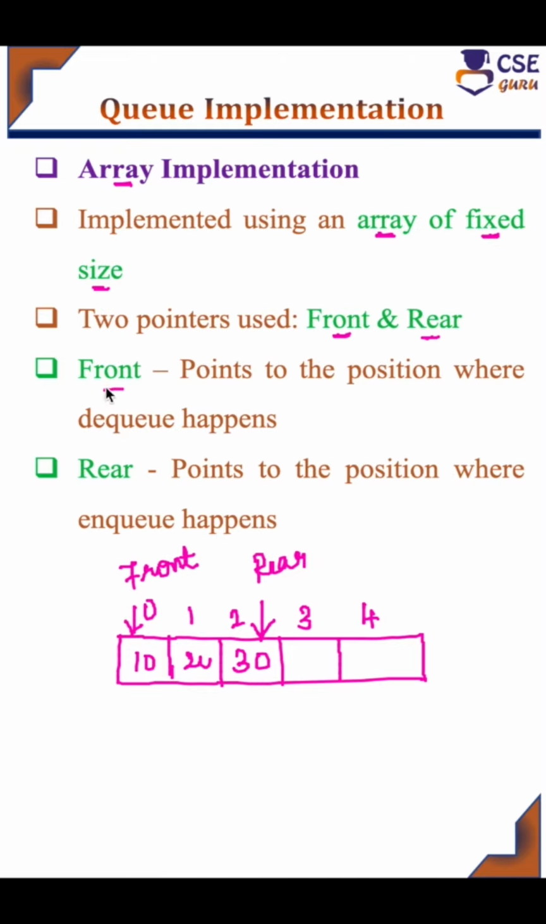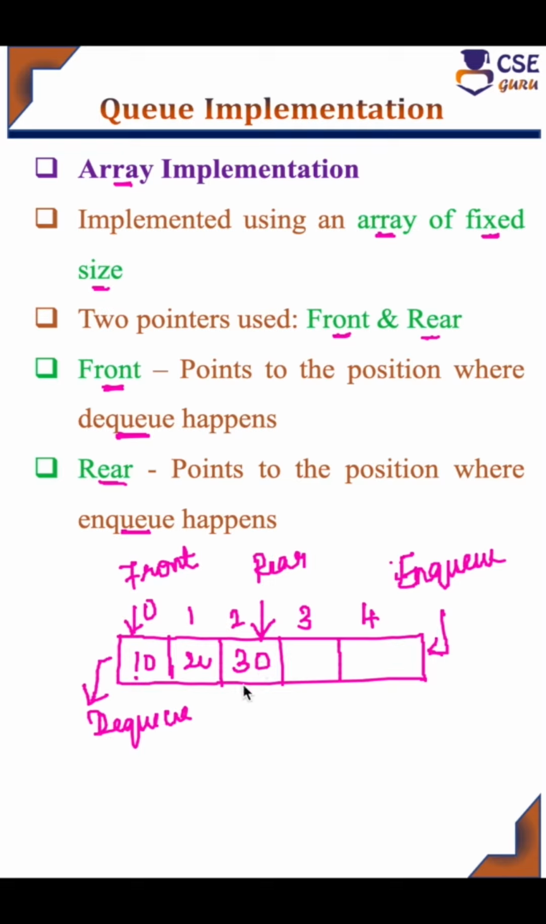The front pointer is nothing but the position where the dequeue or deletion operation happens. At the front pointer only can you implement the deletion or dequeue operation. Similarly, the rear pointer is the position where the enqueue or insertion operation happens. Enqueue or insertion happens at the rear pointer and dequeue or deletion happens at the front pointer.